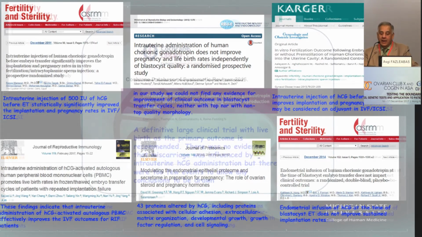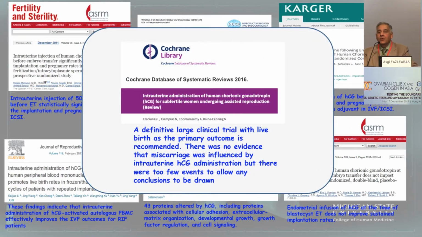Last year there was an extensive Cochrane review of all of these papers, and essentially what the Cochrane review concluded was that a large clinical trial still needs to be done, that there was no evidence to suggest that there was any effect on miscarriage or an alteration to the embryos, but that the number of papers was small, the number of patients in each of the studies was small, and so for us to be able to see whether HCG really has a role prior to embryo transfer, we need to do a few more definitive studies.